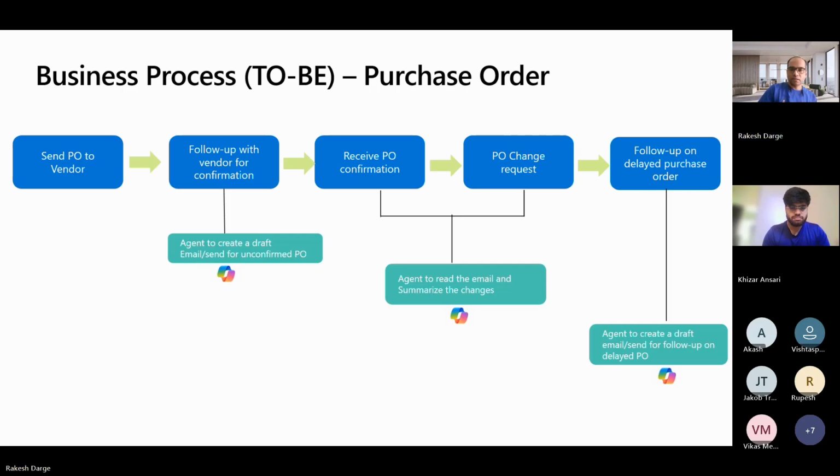In order to follow up on the delayed purchase order, you can automatically create a draft email by putting up a criteria. We will see what kind of criteria you can add, and then that email can be scheduled automatically. Until you reach that level, the agent will automatically start sending email to a vendor.